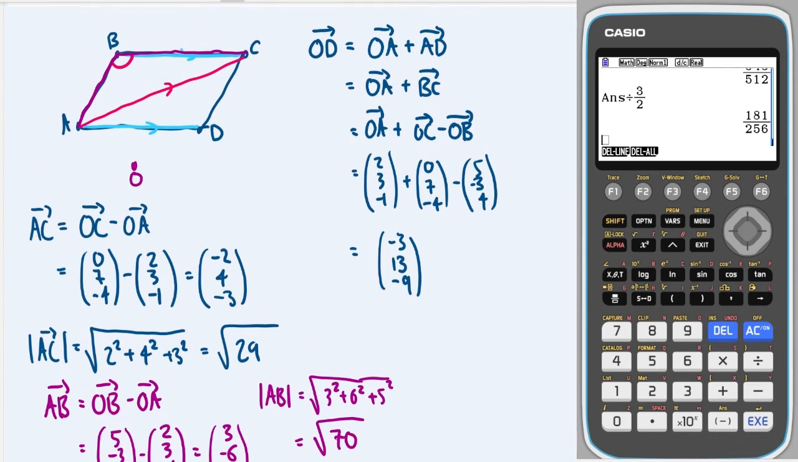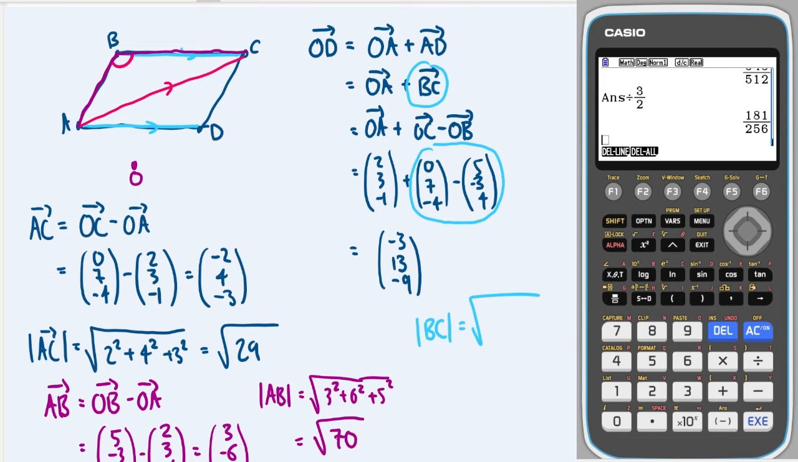Okay, and BC we nearly calculated because it was this, wasn't it? Yeah, it was that. So let's just say that the modulus of BC is equal to, top will be 5, so 5 squared. This will be 10, so plus 10 squared. And this will be minus 8, so just 8 squared. So that is going to be the square root of 189.